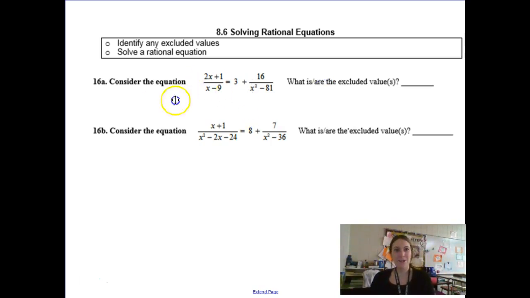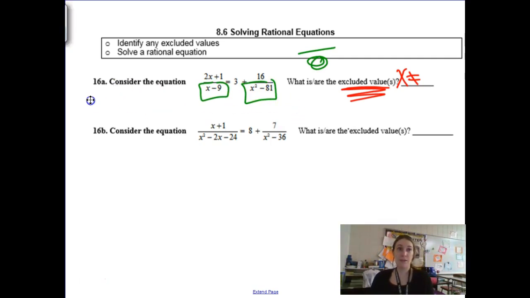All right, so they want to know what are the excluded values. So remember, excluded values are things that x cannot equal. We can't divide by 0. That's the major problem. So I look at all my denominators and I think about numbers that would make them come out to 0. So you can set up anti-equations. You can say x minus 9 cannot be 0, and you can say x squared minus 81 cannot be 0. And you can solve them just like you would an equation. So this one, if you add the 9 over, you get x cannot be 9.